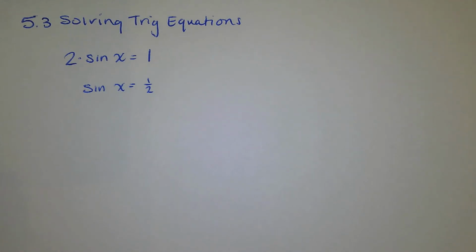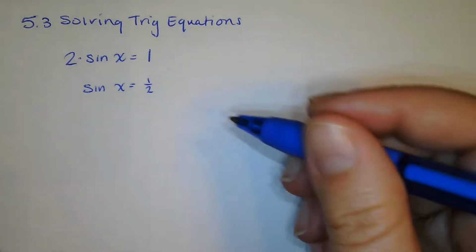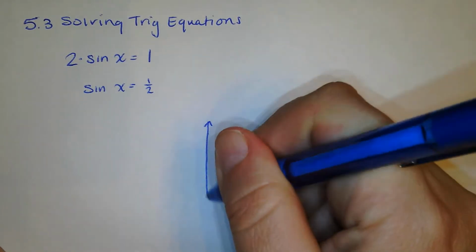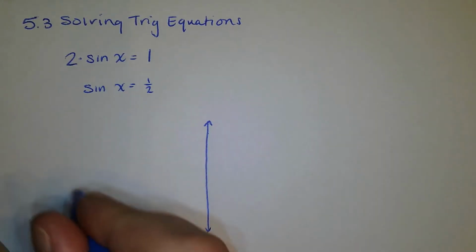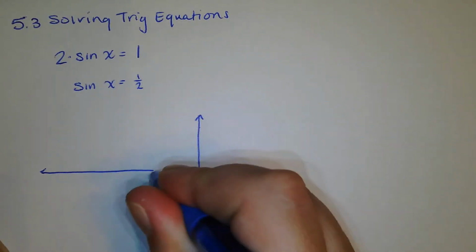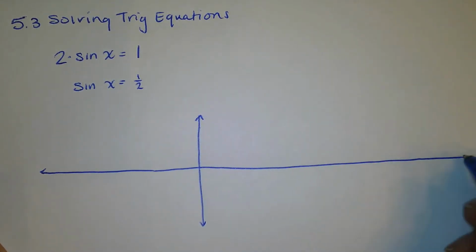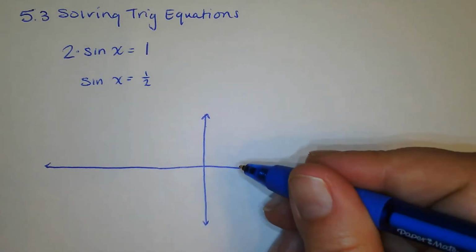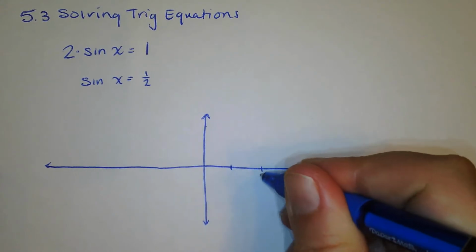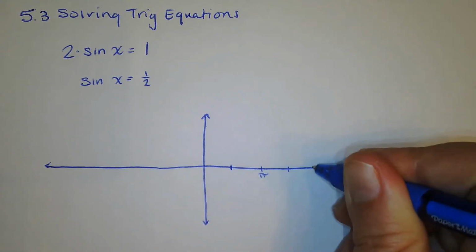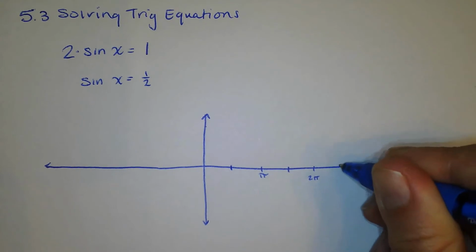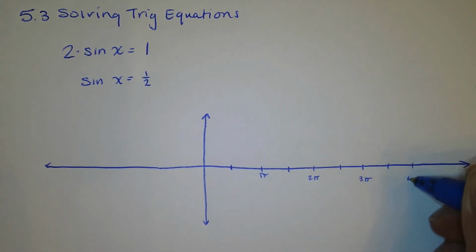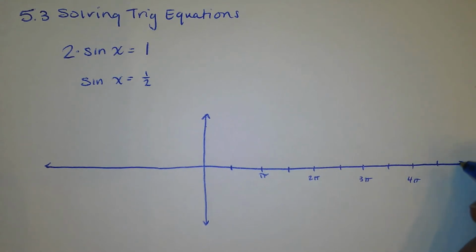So if I sketch out a sine curve, and I'm going to do the best I can to make this nice and neat, let's see here. Let's see, this will be pi, 2 pi, 3 pi, 4 pi. This will take a few minutes.